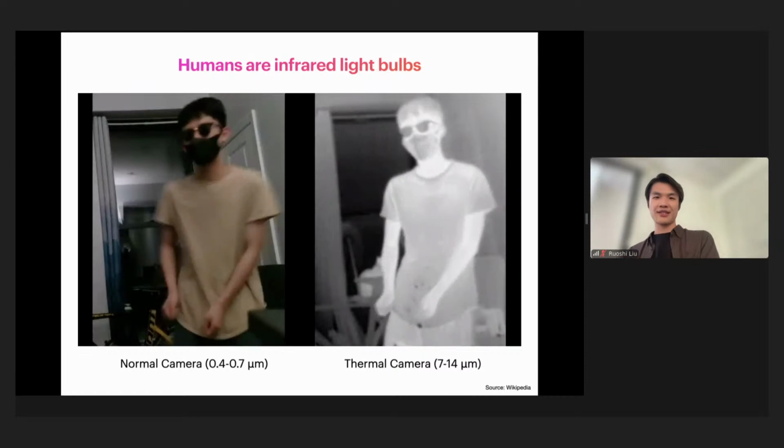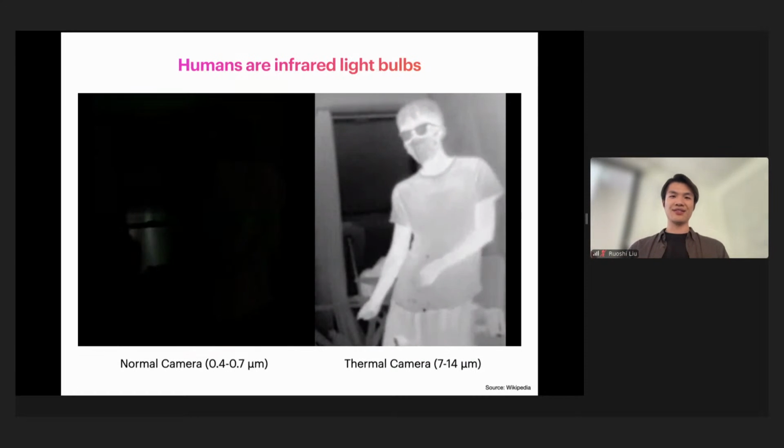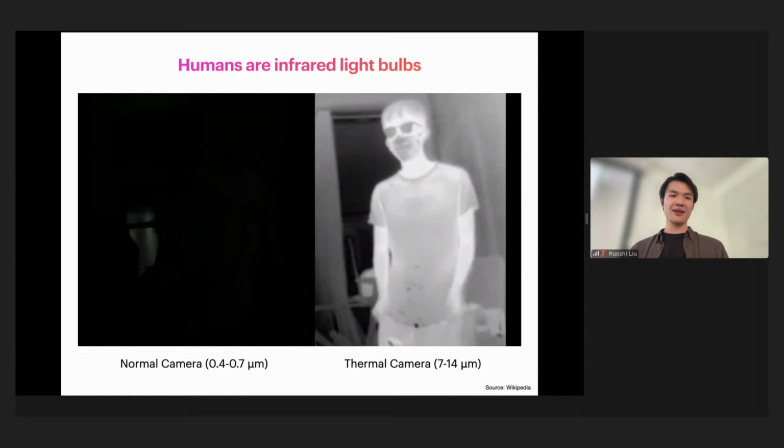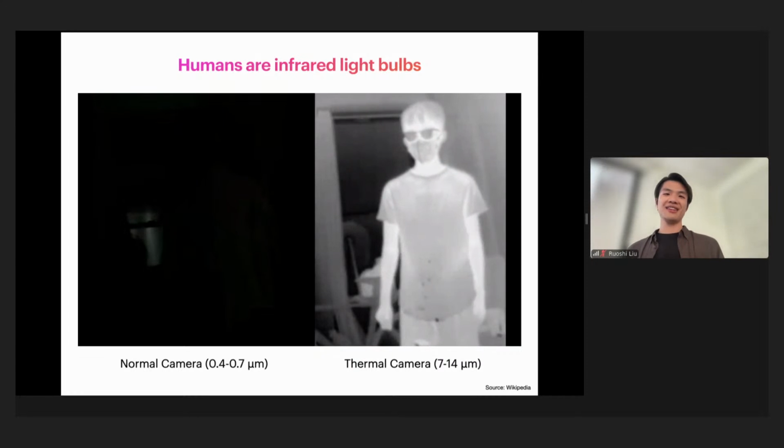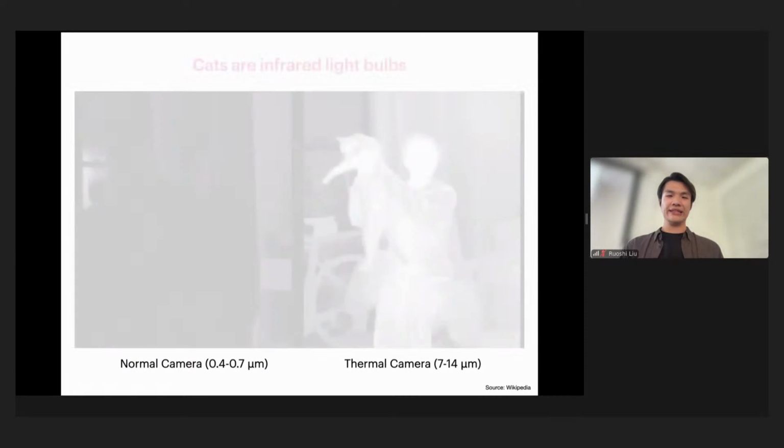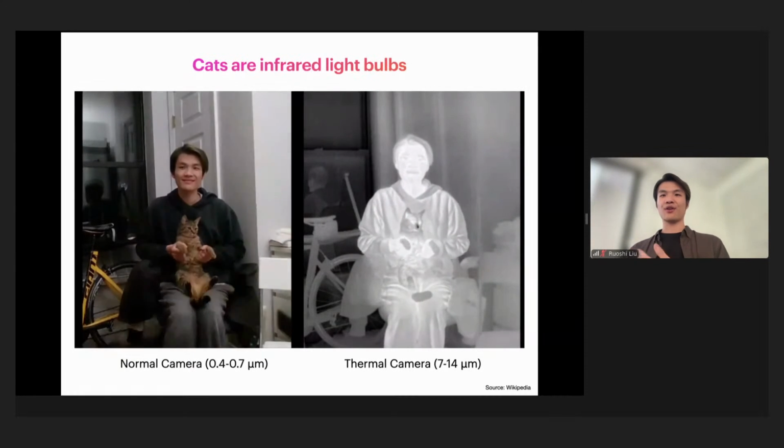Here are some examples. You can see my roommate dancing here, and when you turn off the light, you don't see anything, but you still see the same image in the thermal camera. And cats are also infrared light bulbs.